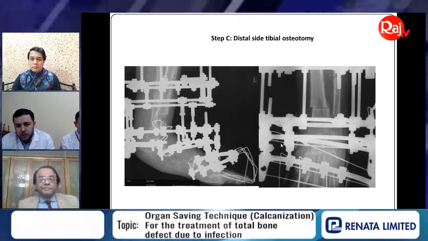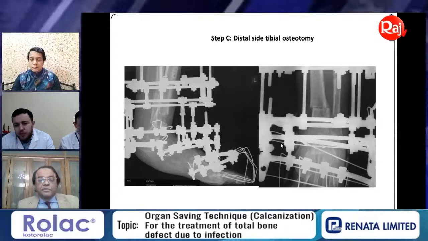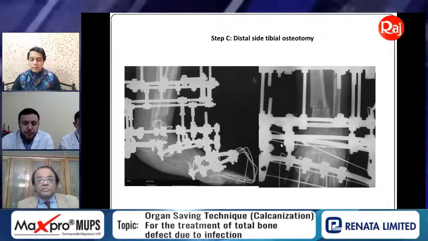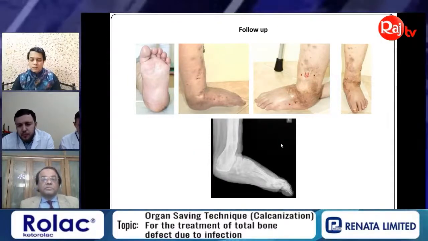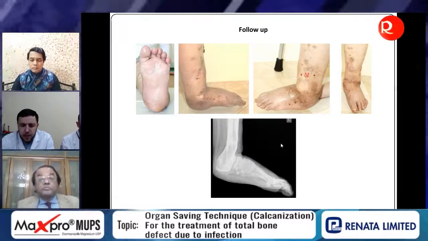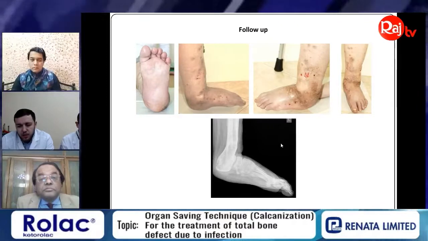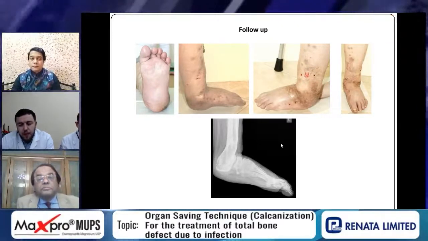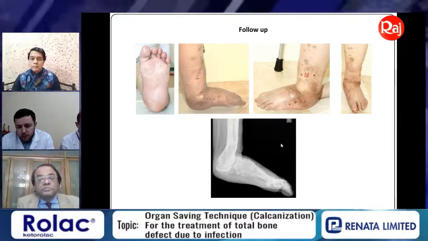That compression was done for creation of healing of fusion of those bones. And after that, totally fixation was 6 months, and follow up of that patient we have now more than 5 years.